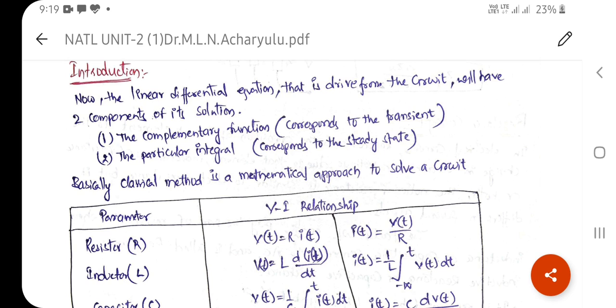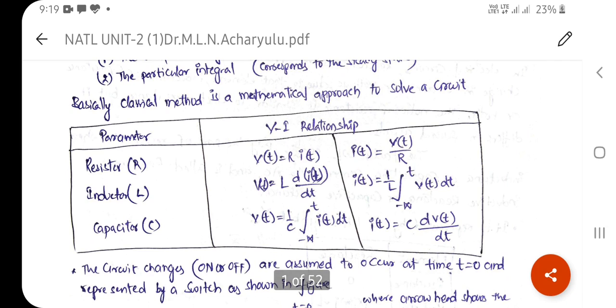will have two components in its solution. It consists of two functions: the complementary function, which corresponds to the transient response, and the particular integral, which corresponds to the steady state analysis. Therefore the combination of these two gives the required total current or voltage signal in the given circuit. Basically, the classical method is a mathematical approach to solve the circuit.